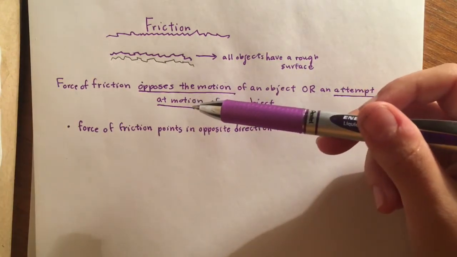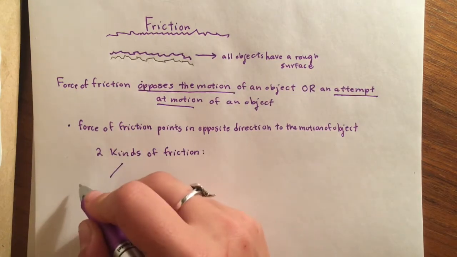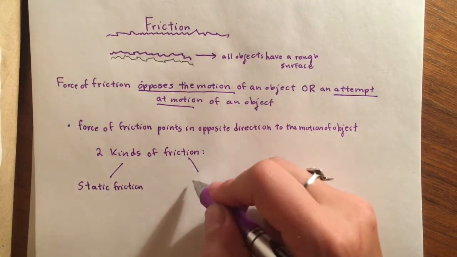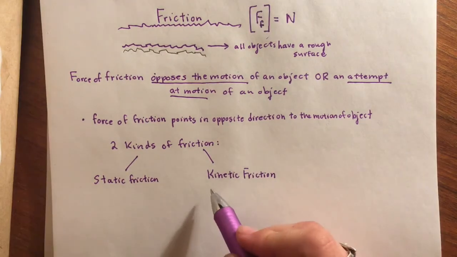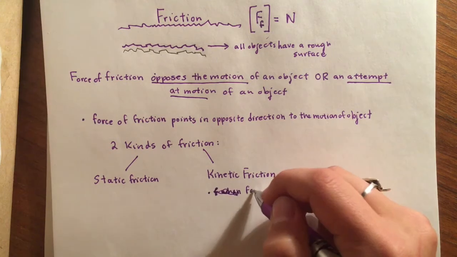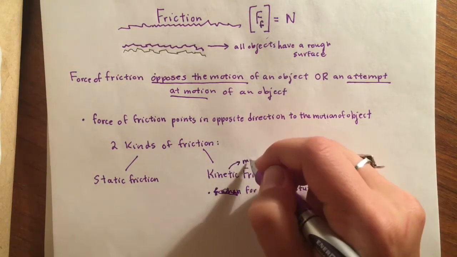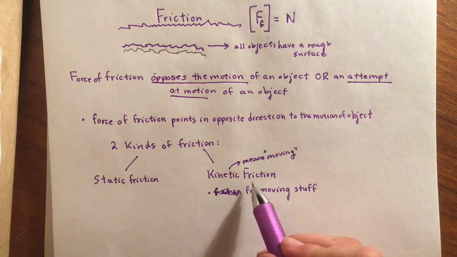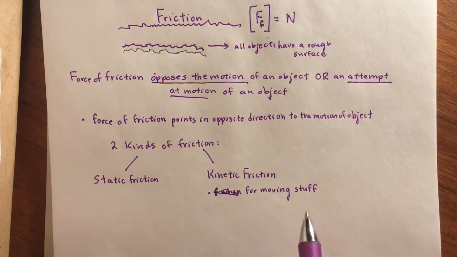I'm going to tell you that there's actually two kinds of friction. There is static friction, and there is kinetic friction. Let's talk about kinetic friction first. Kinetic friction is friction when an object is moving. By the way, kinetic means moving. Kinetic friction is friction that an object feels when it's moving. And this kinetic friction is going to point in the opposite direction to the motion of the object.